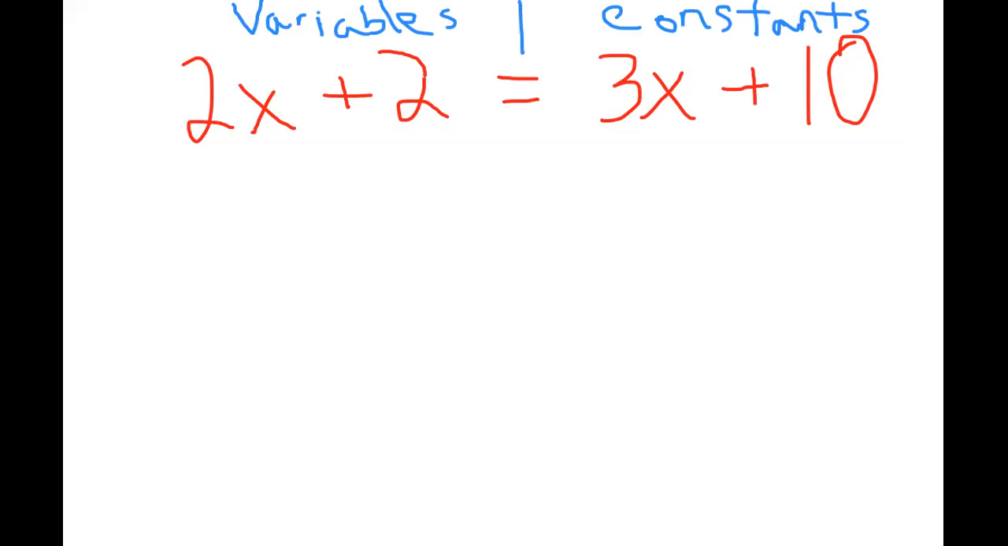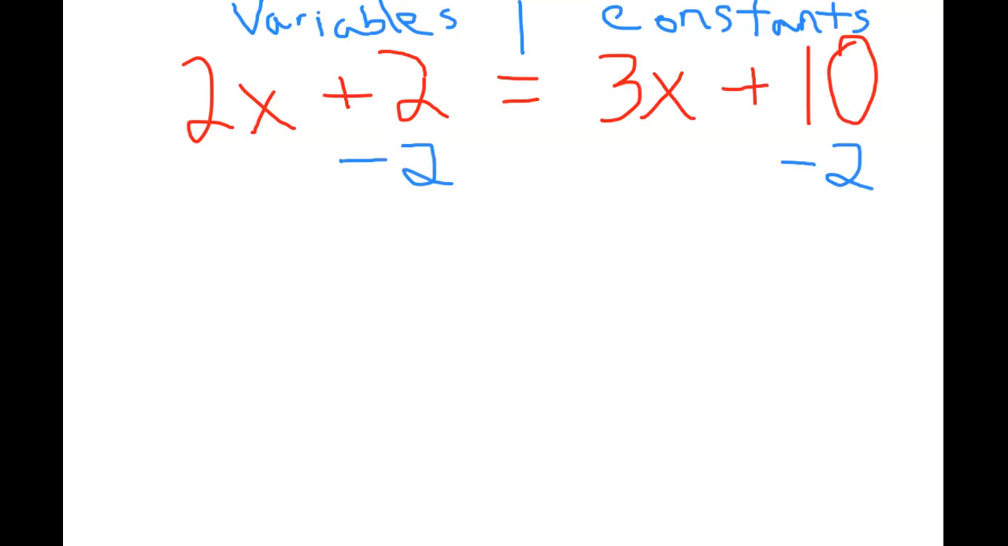If I want my variables on this side and my constants on the other side, my left side has a variable and it has a constant. So I want to get rid of my constants. Let's go ahead and do that. So let's subtract 2, and we'll subtract 2 from this side as well.